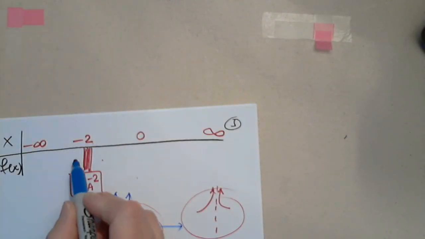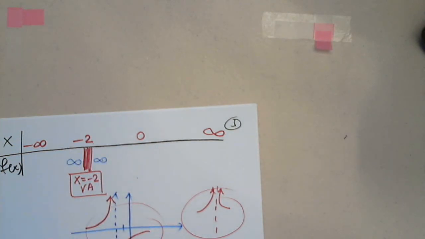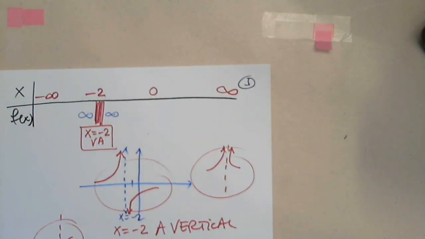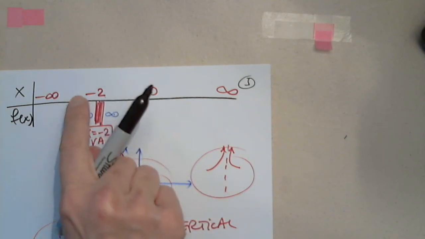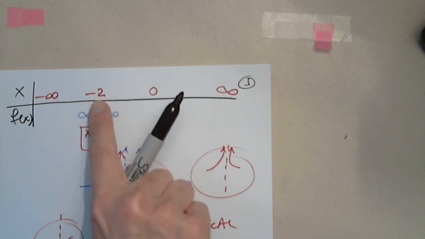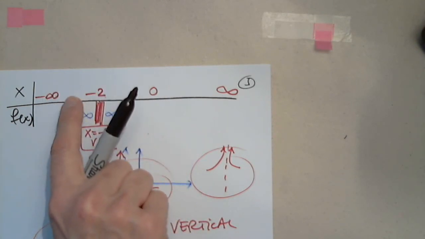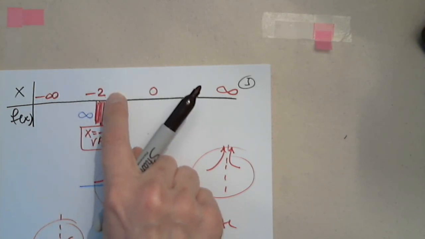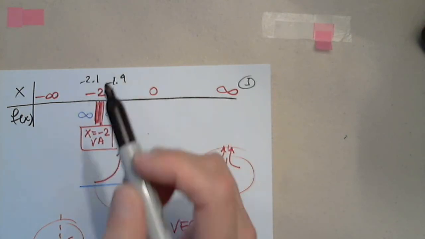So automatically, I know that left and right, the function will go to infinity. What I don't know yet is the sign of the infinity. How do I determine the sign of the infinity? Very easily. With a number, which I'm not going to put in the table, a number close to negative 2 from the left and close to negative 2 from the right, like negative 2.1 and negative 1.9.